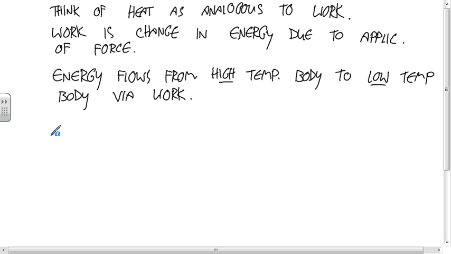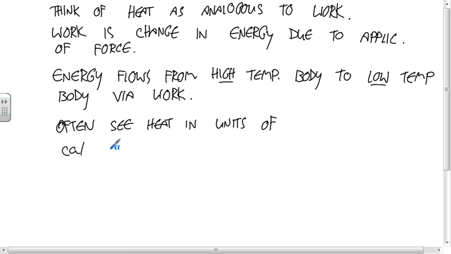Work and heat are a lot of times given in other units besides joules, so I need to give you a couple of conversions. You'll often see heat in units of calories or kilocalories. And kilocalories, just to make this as confusing as possible, is what we call Calories with a big C, like food calories. So kilocalories are actually what's on food labels.